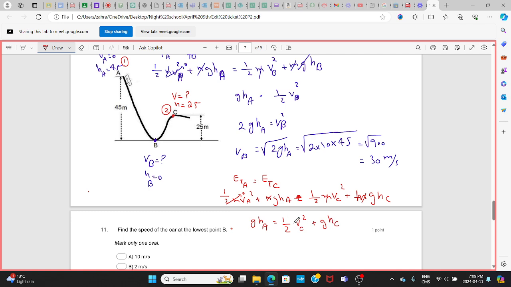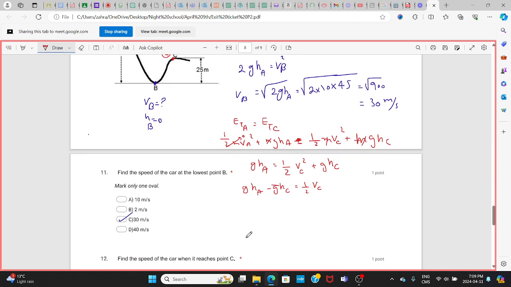I'm looking for vC, so just bring everything to one side. g hA minus g hC equal to half vC². I multiply each term by 2. So 2g hA minus 2g hC is vC², and I forgot this power 2 here. Take a square root. vC is equal to the square root of 2g hA minus 2g hC.